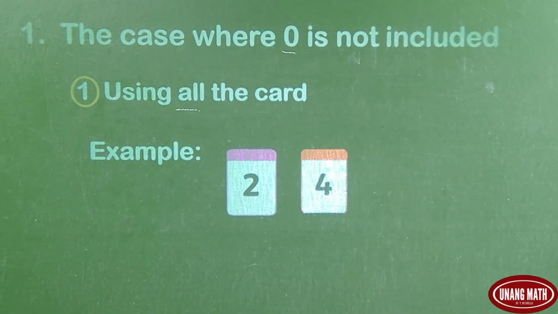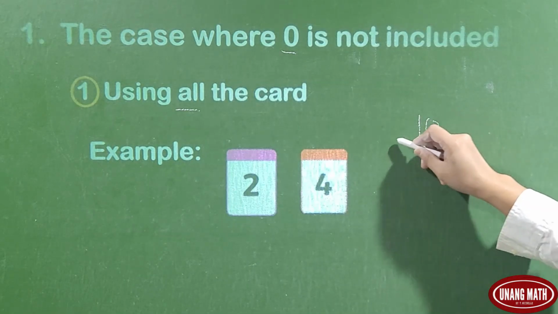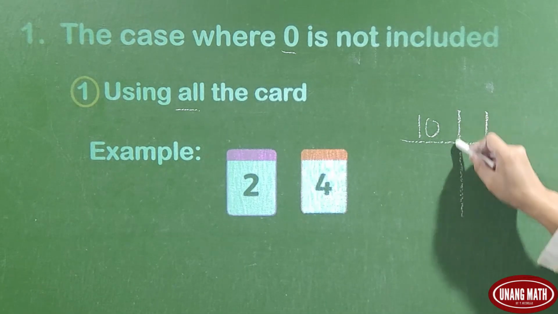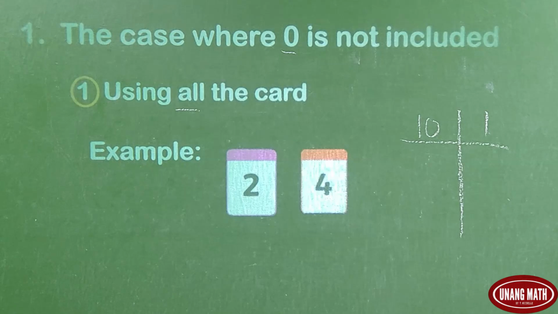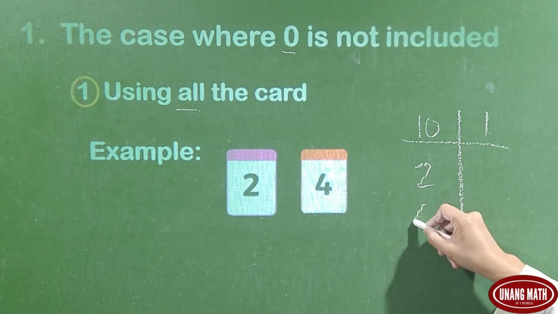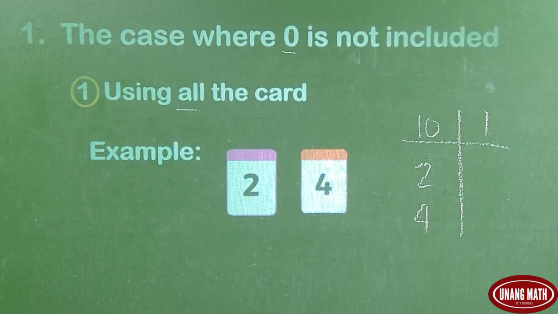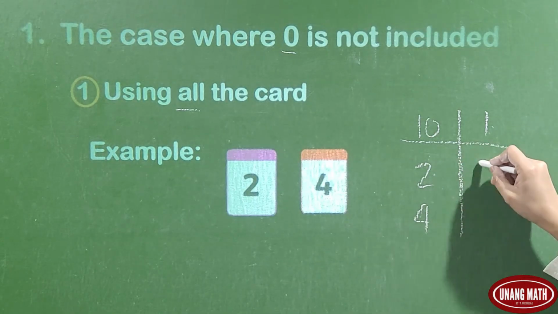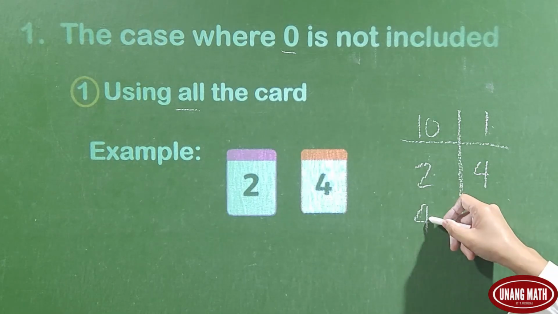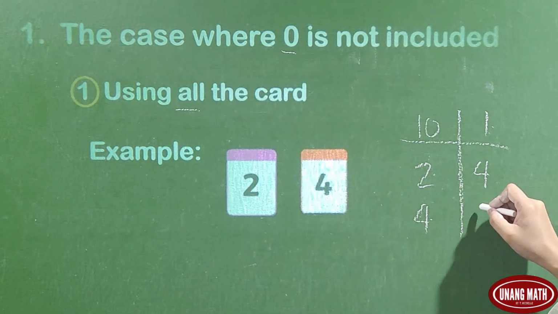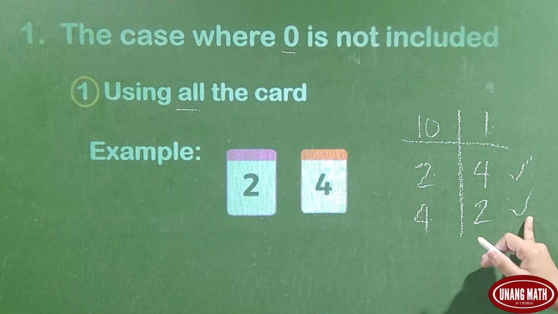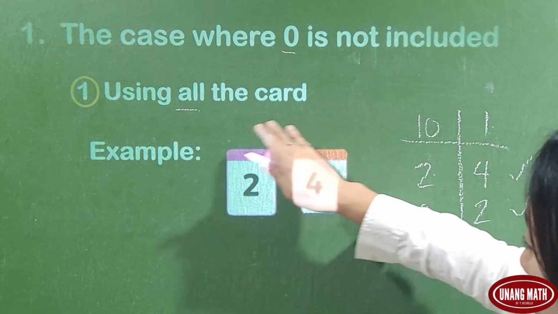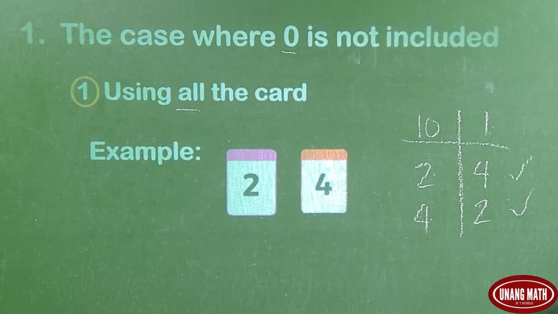If it's a two-digit number, then we have a number in the tens place and in the ones place. What are the possible numbers that we can write in the tens place? We can write here 2 or 4. What about in the ones place? If this is 2, then ones place 4. If this is 4, then in the ones place is 2. So we have here two outcomes. We wrote two two-digit numbers using these number cards.